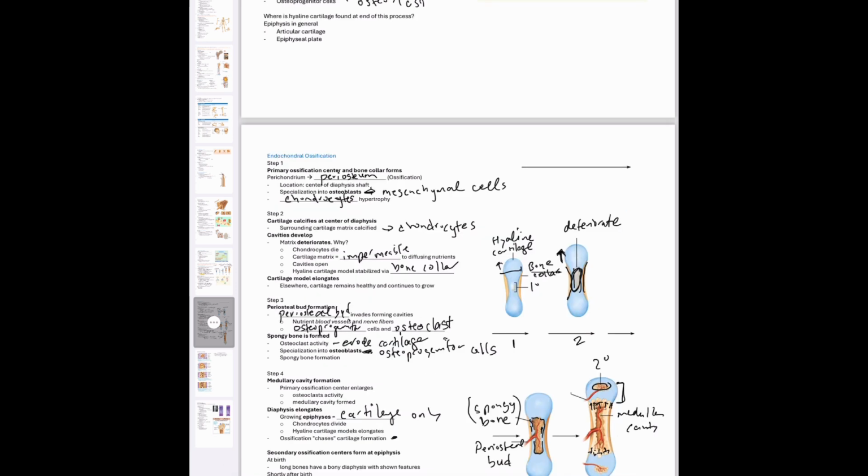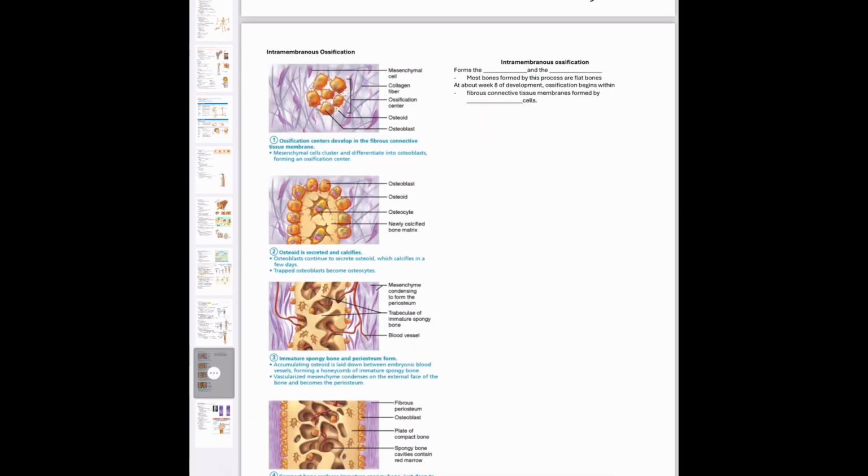So before we get into intramembranous ossification, one of the things I wanted to make note of, at the very top here, the perichondrium is going to be replaced with the periosteum, and that is termed ossification. So let's move on to intramembranous ossification. One of the fundamental things with intramembranous ossification is that we are starting off with fibrous connective tissue membranes. One of the similarities between intramembranous ossification and endochondral ossification is we do get the use of our mesenchymal cells.